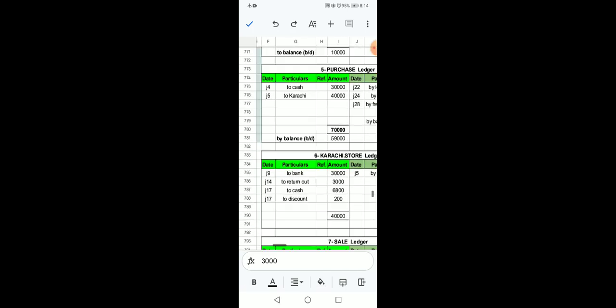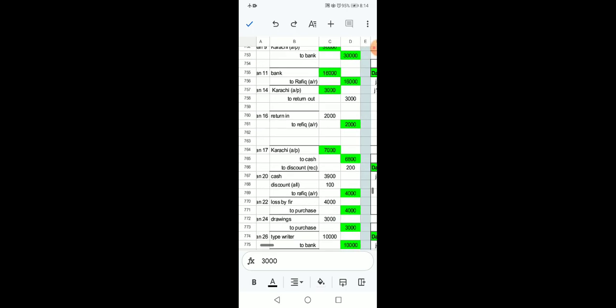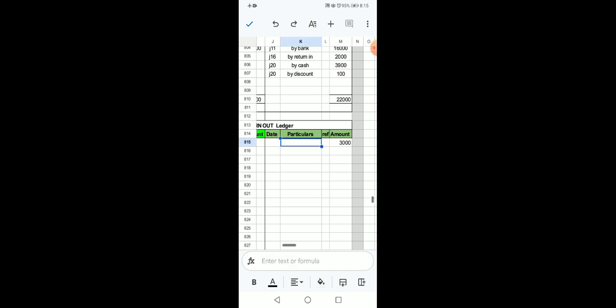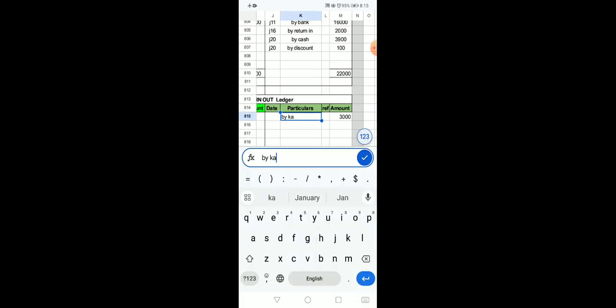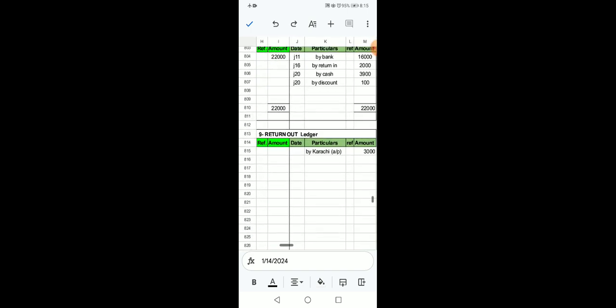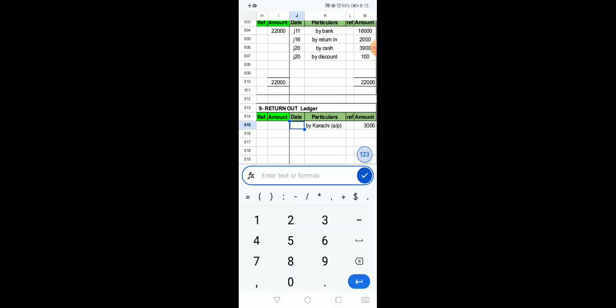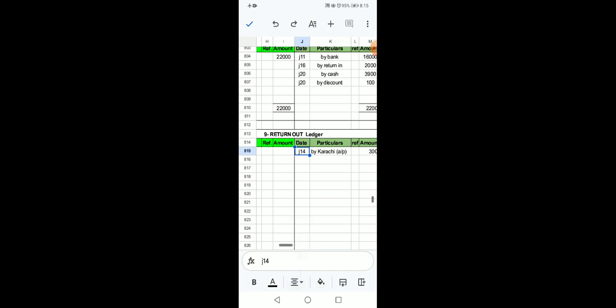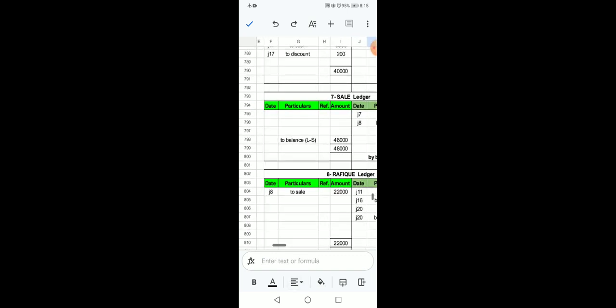All right, now see its reference. What is written on the opposite side of return? That is Karachi, account payable. So you are going to write Karachi over here, and it's better to mention account payable as well beside Karachi. See what was the date of the 3000 entry. It was January 14. So you are going to put January 14 in the date column. This way the entry has been completed, posting has been completed for January 14.